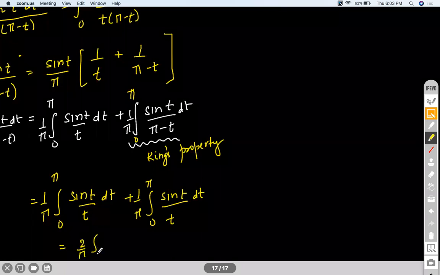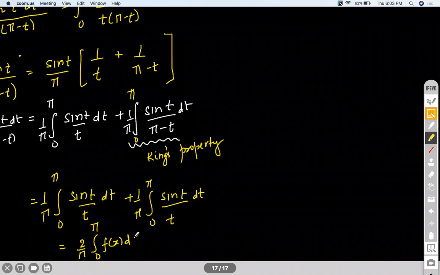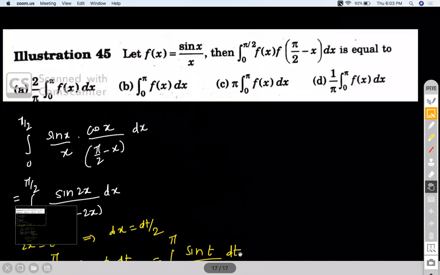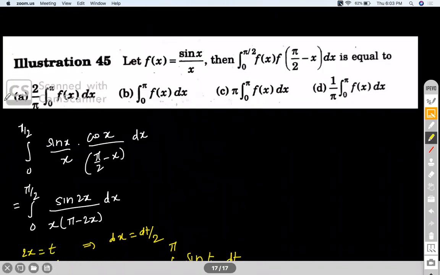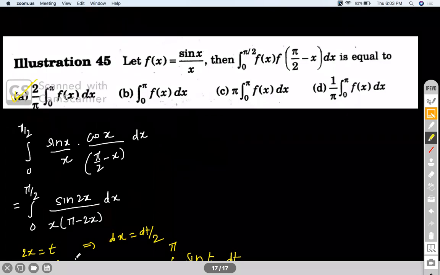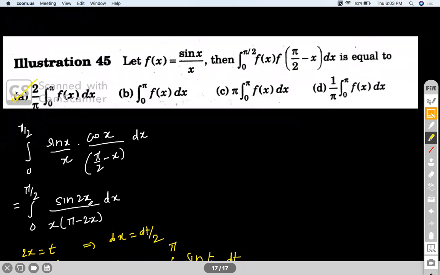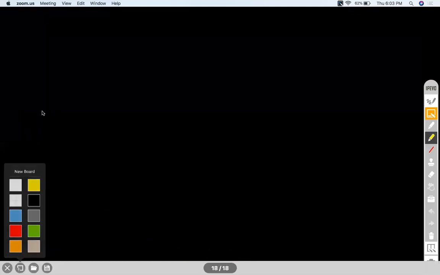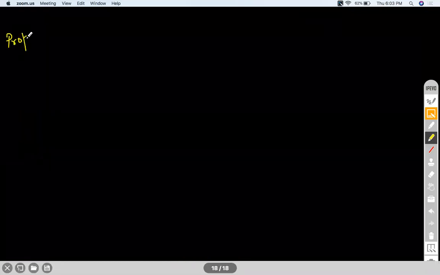So 2 by pi integral 0 to pi f of x dx, or f of t dt you can write, it doesn't make a difference. There is nothing in the name, as I already told you. So your option number A becomes the right option. Is that fine? Any questions? Fine. Let me move on to property number 5 now.